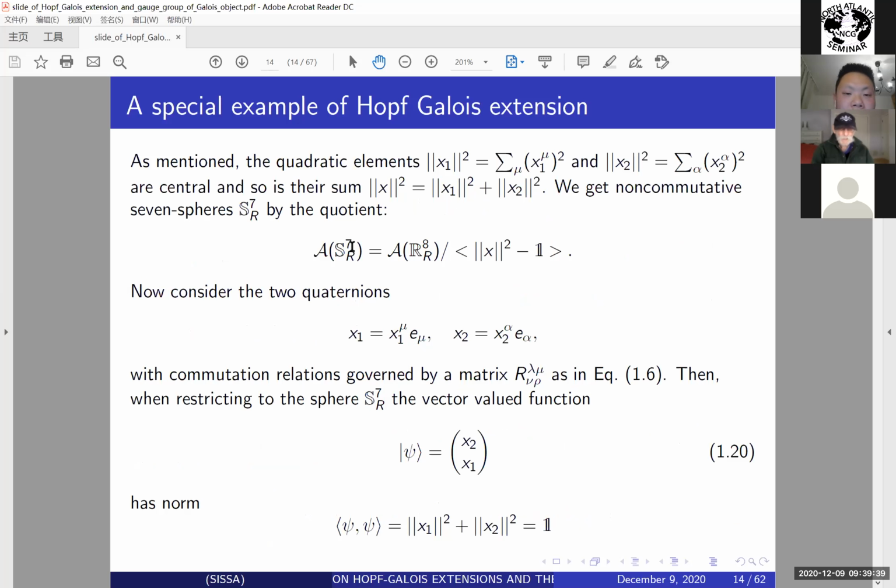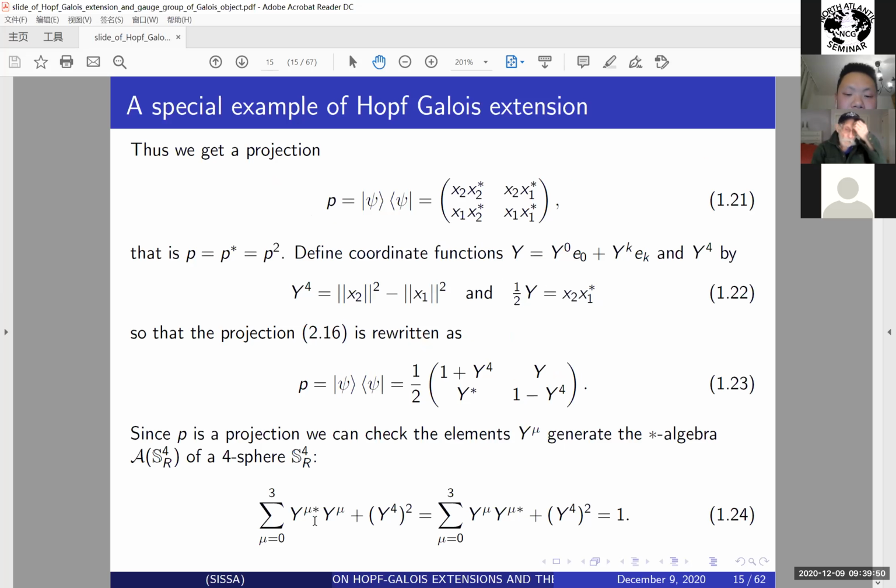So that's why we have this A of S7R, and it is generated by x1 and x2. And since they are not commutative, this is a quantum S7 sphere. Similarly, there is also a non-commutative relation between the y's. Okay, so these e's simply give you a basis of the quaternions, right? Yes, the e are just the quaternion basis. Exactly. Okay, thank you. So because of 1.24, we can see that the y generate the S4 sphere.